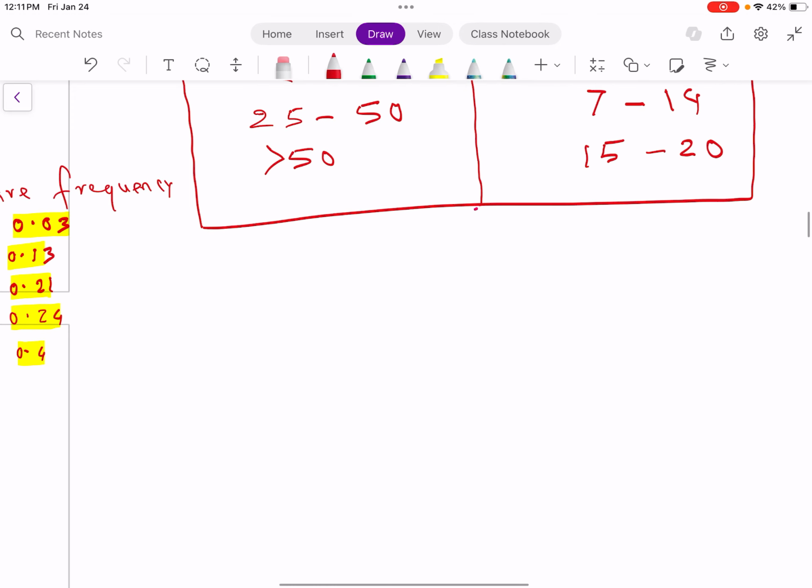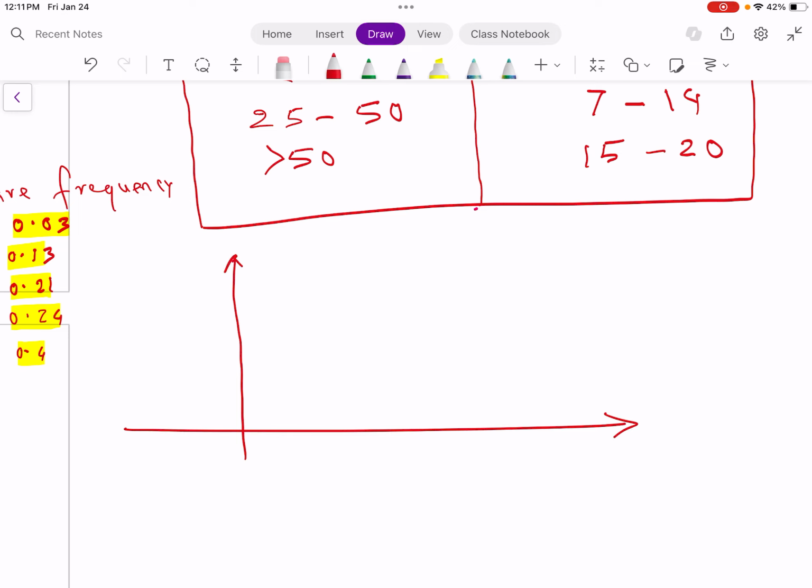Now let me draw a histogram here, like this. So we have this histogram. For example, this is the histogram for any data set.